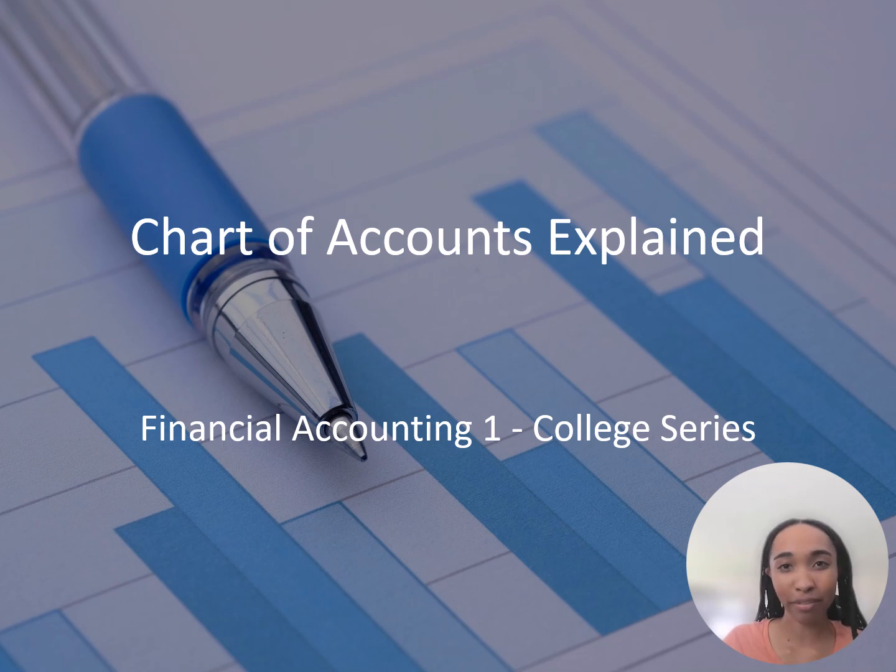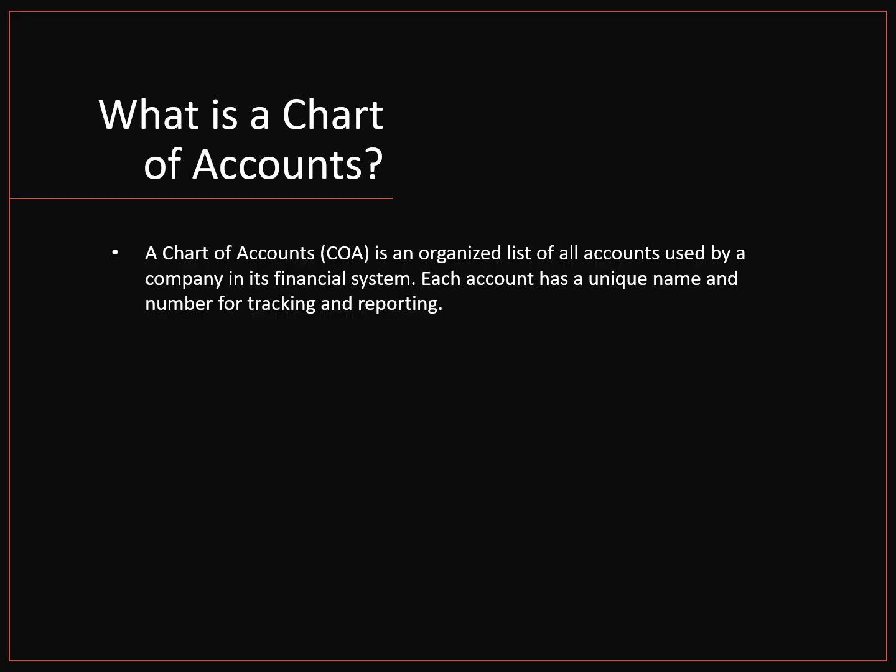Today we will be talking about chart of accounts. So what is the chart of accounts? The chart of accounts is simply a list of every account a business uses to track its financial activity. Each account has a name, a number, and a specific category like cash, expenses, or revenue. It's like a master directory for all business transactions.